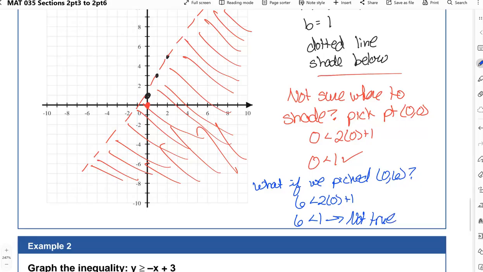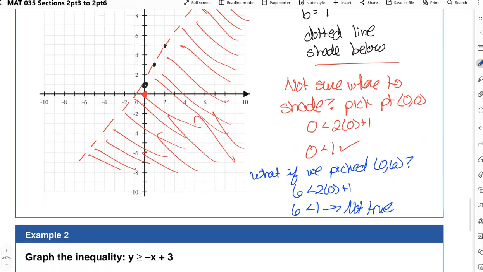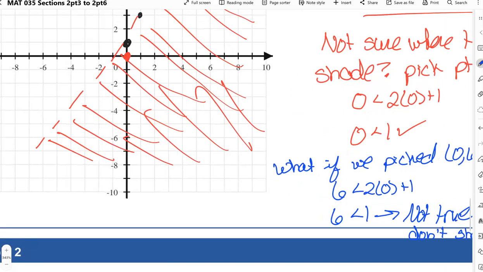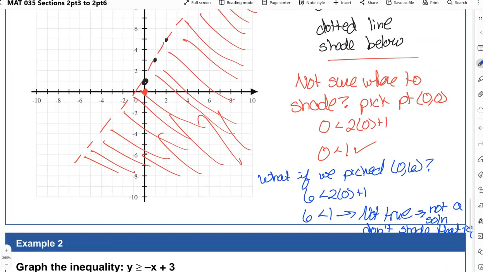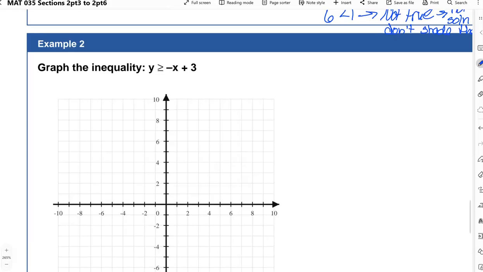And since it's not true, it does not satisfy that inequality, which means it cannot be a solution. So it's not a solution, and since it's not a solution, then that's not the region. So we don't shade that region. We would shade the other region. So instead of shading up here where 0, 6 is, we would shade down below. Okay, so that's how the point picking works.